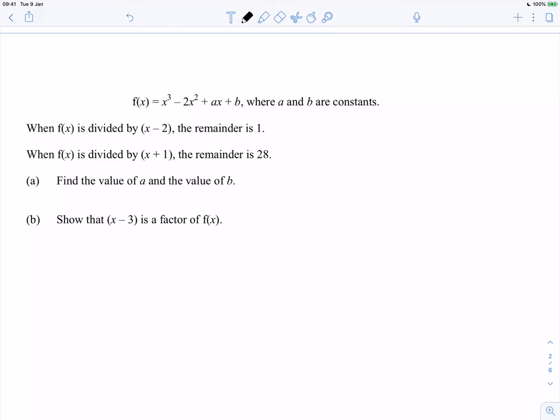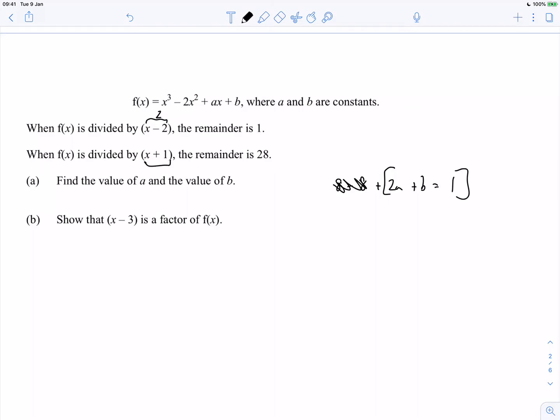Okay, same deal. We're going to have to let x equal 2 there. So when the whole thing equals 0, x minus 2 equals 0, so x is 2. If I substitute all that in there, 2 cubed is 8, minus 2 squared is also 8, plus 2a, plus b, and that has a remainder of 1. So immediately we get 2a plus b equals 1 from the first one.